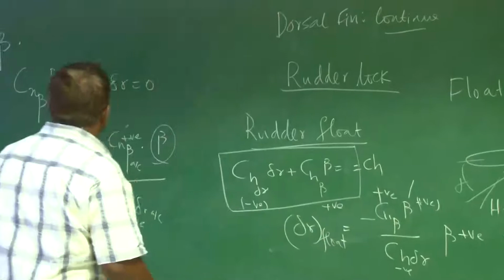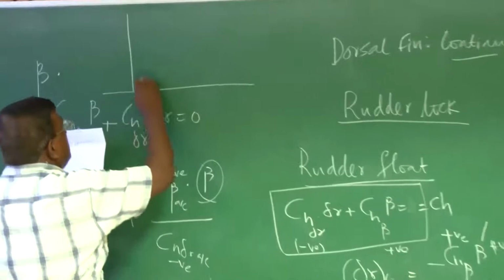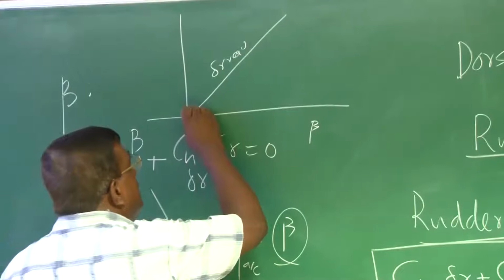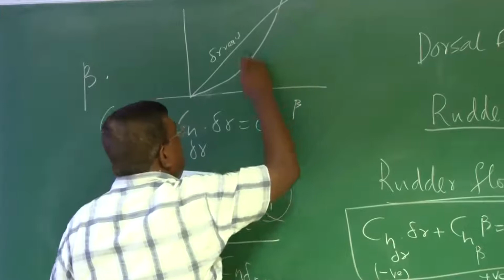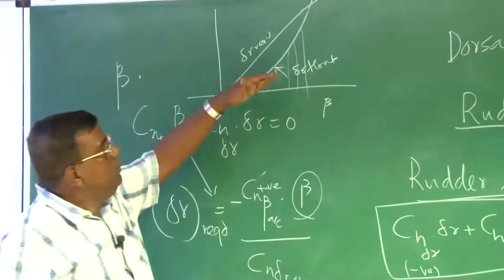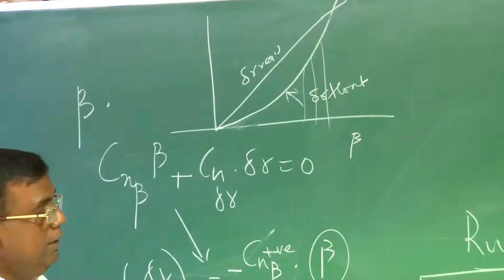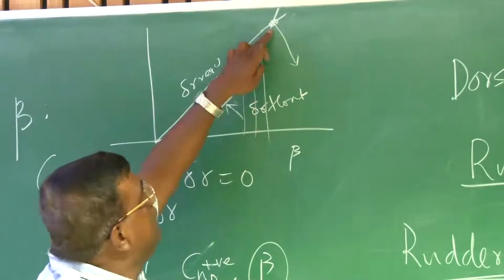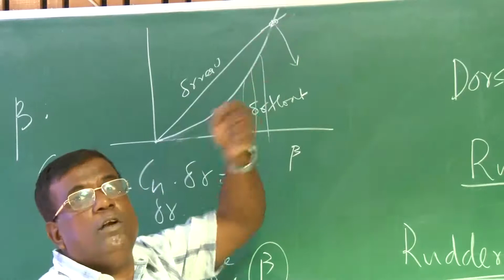So what is the problem? See the issue, what will happen. Let's say this is delta required, which is coming from this equation for a given beta, right? And this is delta R float. What happens at high angle of beta is that delta R float becomes very, very sharp. You can see the point here where delta required and delta float converge. So the pilot cannot feel anything. And beyond that, delta float will always be higher than delta required. So the pilot will not be able to do anything.